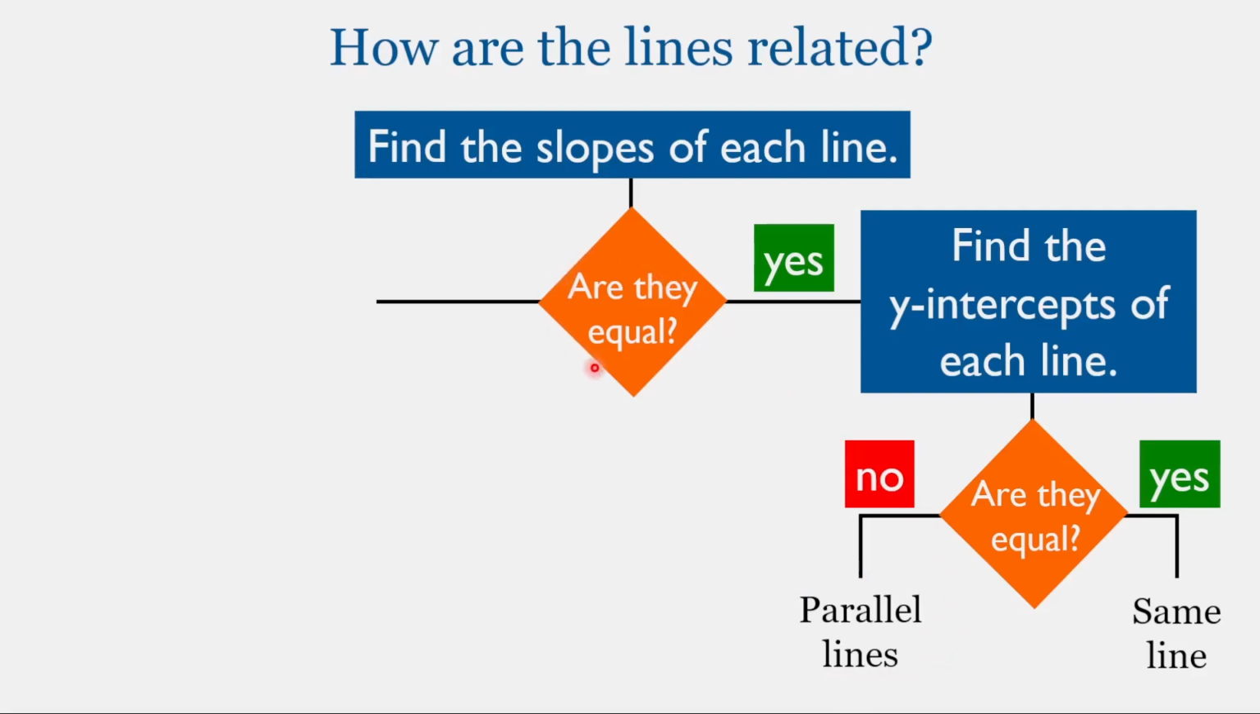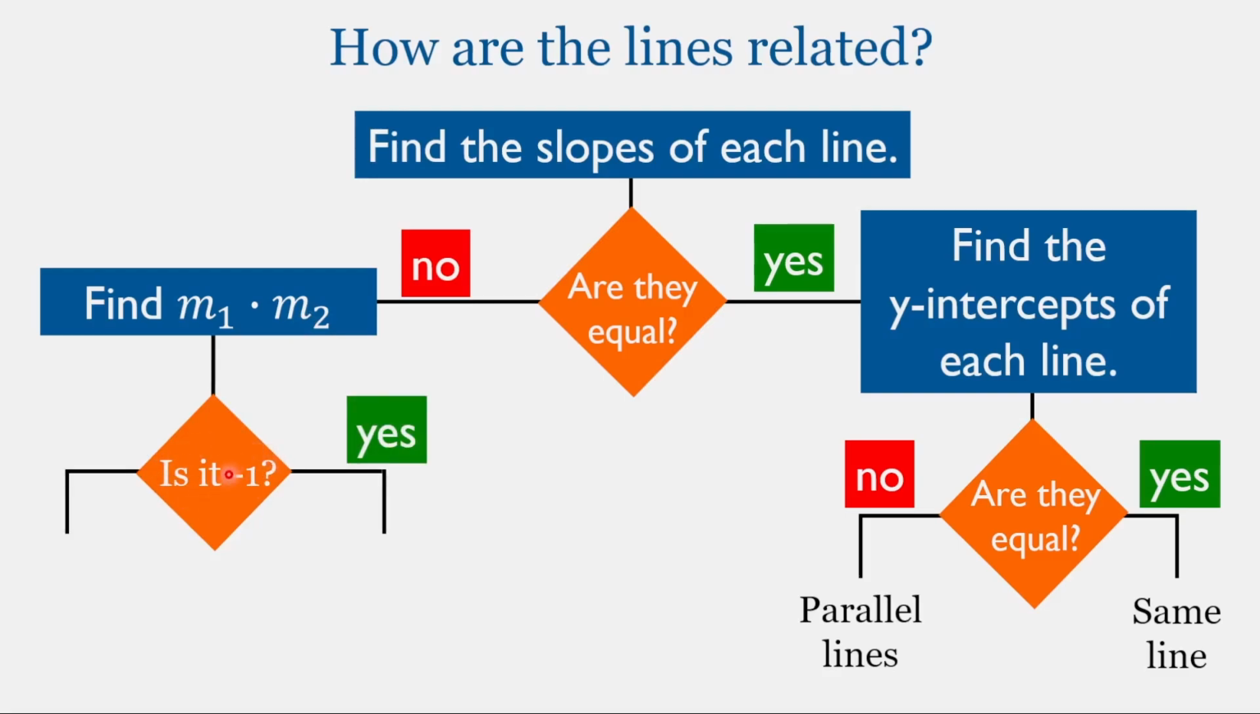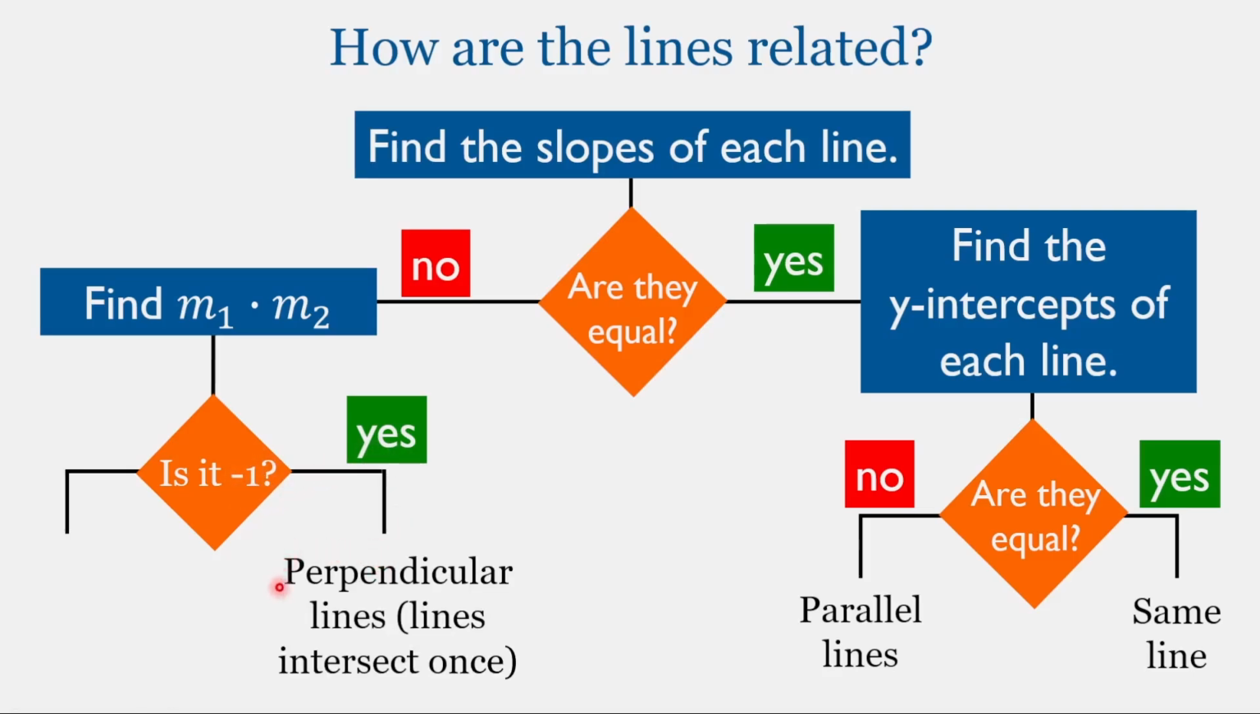Now let's go back to our slope. And we asked, are they equal? If no, then we're going to multiply those two slopes together. And ask, is the product of the two slopes -1? So if the product of the slopes is -1, then we have perpendicular lines. They're going to intersect once. They're going to have one point in common. And those lines, when they cross, form a right angle. They cross at 90 degrees.